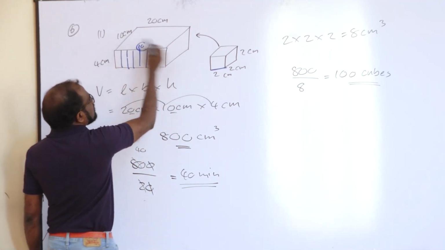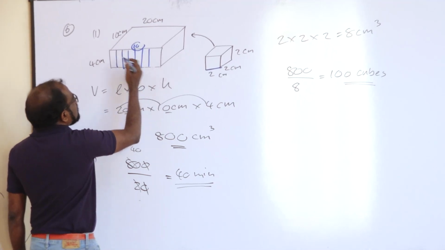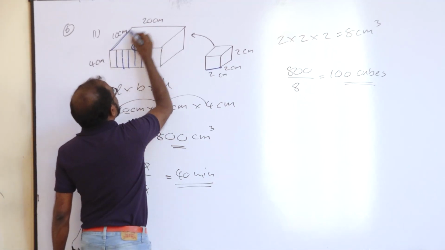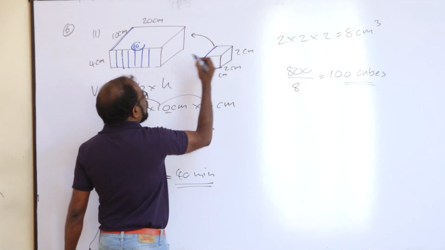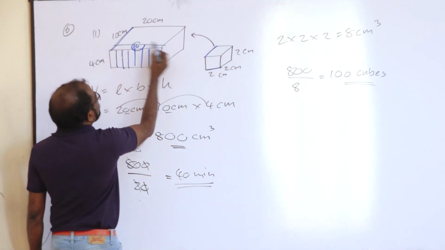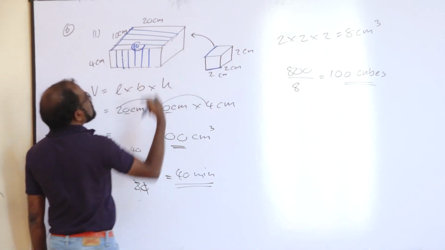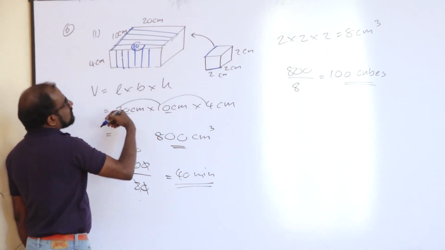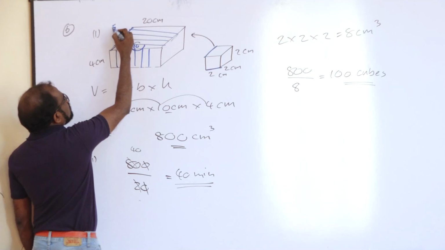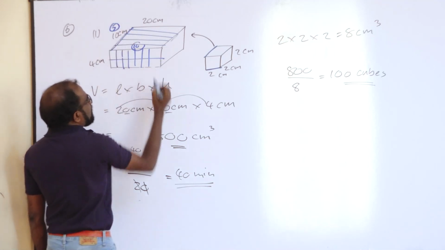Breadthwise, the breadth is 10 and the breadth of the cube is 2, so you can pack 5 cubes. Height wise, you can pack only 2, because the height of the cuboid is 4 and the height of the cube is 2.